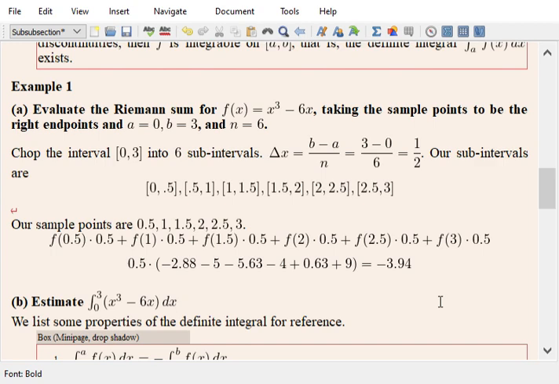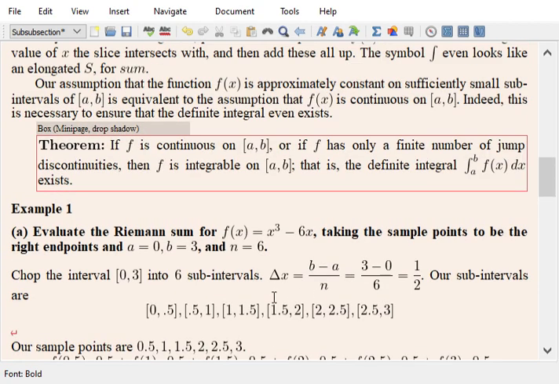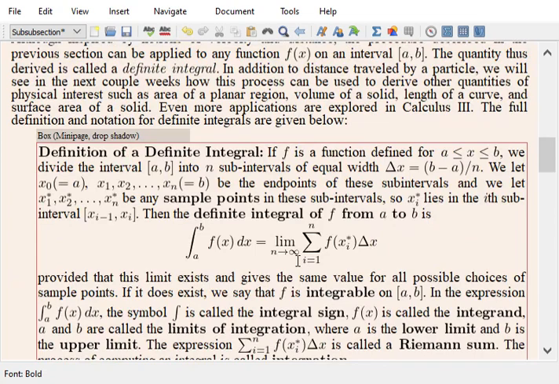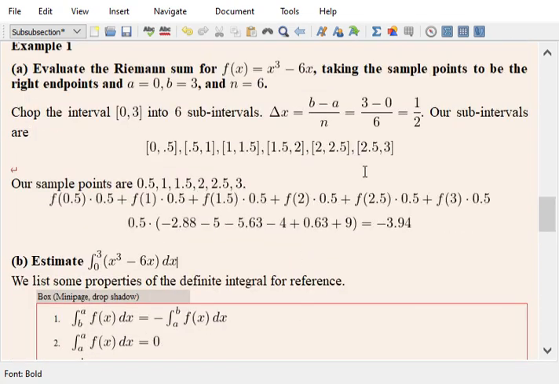Now, estimate the integral from 0 to 3 of x cubed minus 6x. Basically what we're doing here is the same process, but now we're taking the limit as n goes to infinity, right? So let's do the same process, but with n instead of 6 equal to, say, 100 or 1,000. And naturally, this is not something we're going to write out by hand because that's absurd. So we're going to write a computer program to do it.